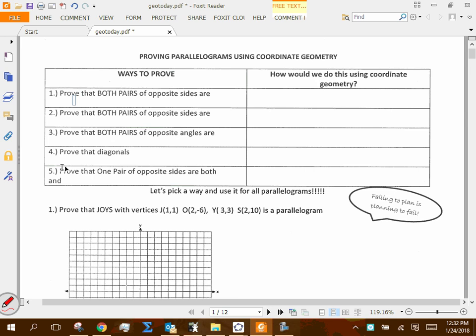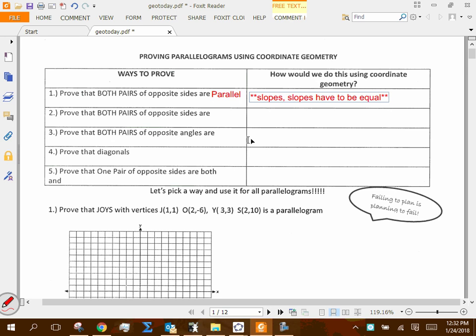Okay. So over here on the left-hand side it says prove that both pairs of opposite sides are parallel. That's what we're looking for there. And then we're going to go off of what he said in regards to how do we do that? How do we determine something is parallel in the coordinate plane? We look at slopes. Slopes have to be equal. Equal slopes tell you that your lines are parallel.